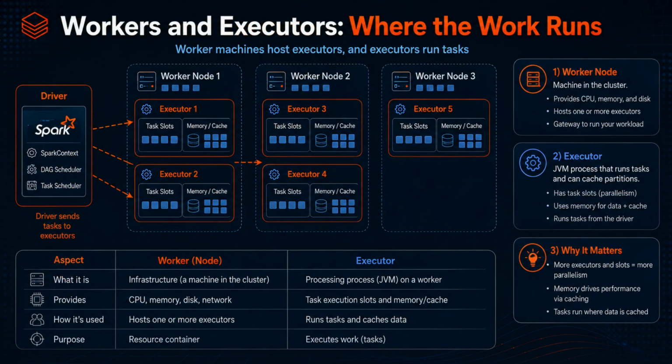Now let us look at where the work actually runs. A worker node is a machine in the cluster. It provides resources like CPU, memory, disk, and network. Inside each worker node, Spark can run one or more executors. An executor is a JVM process that receives tasks from the driver. It has task slots, uses memory for processing and cache, and returns results back to the driver. So when Spark runs in parallel, it is really the executors running many tasks at the same time. More executors and more task slots can increase parallelism, but only if the data and resources are balanced. Worker nodes provide capacity. Executors use that capacity to execute the work.